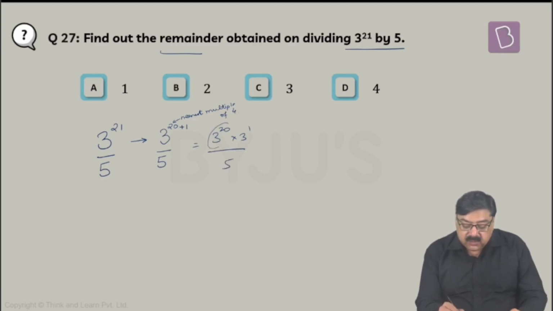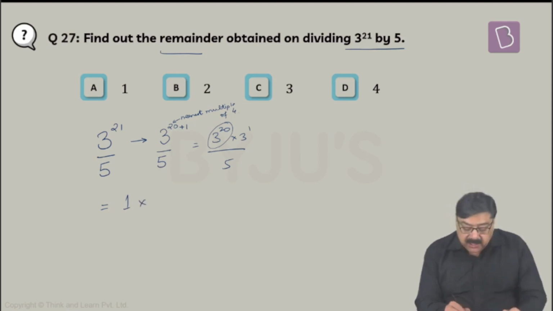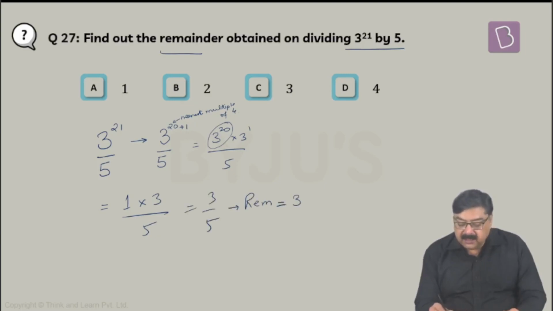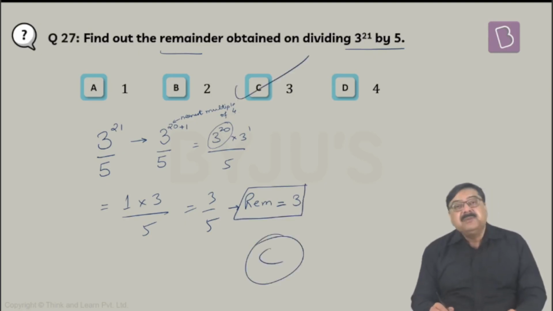Now 3 raised to 20 ends in 1. We are just bothered about the units digit. Into 3 raised to 1, that is 3. So 3 when divided by 5, the remainder obtained obviously will be 3 only. Now this is given to us in choice C, which becomes the answer.